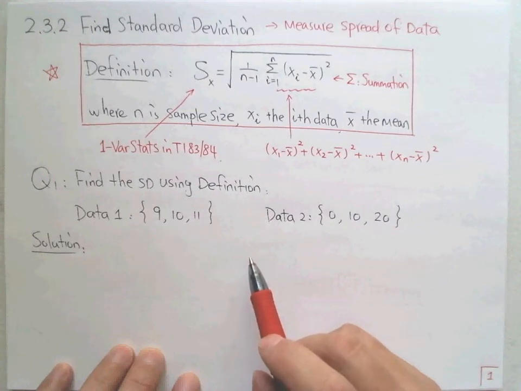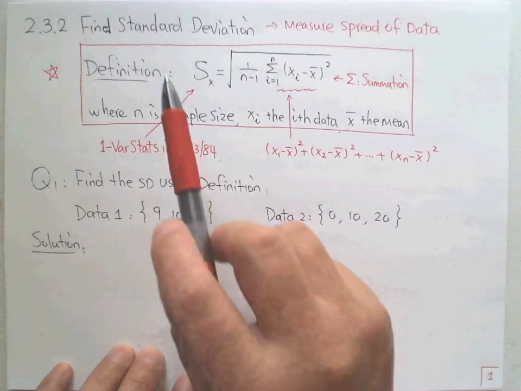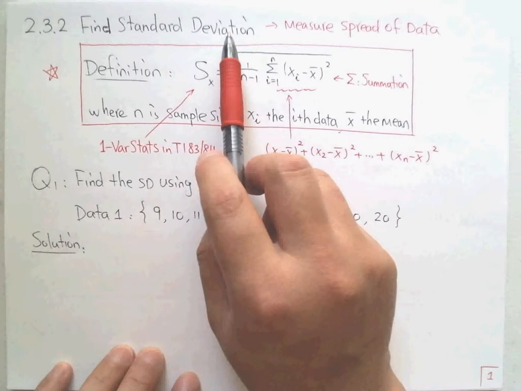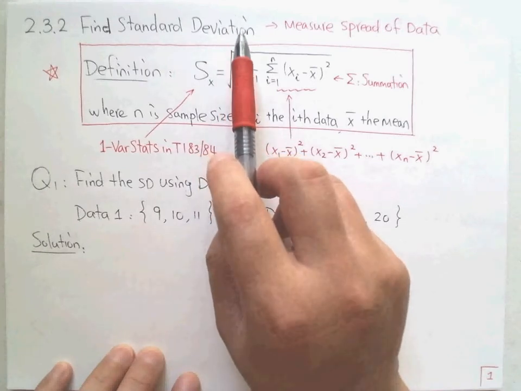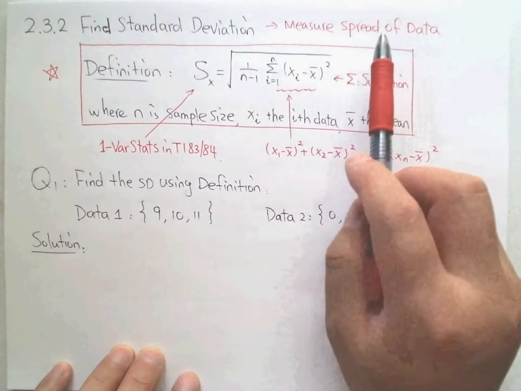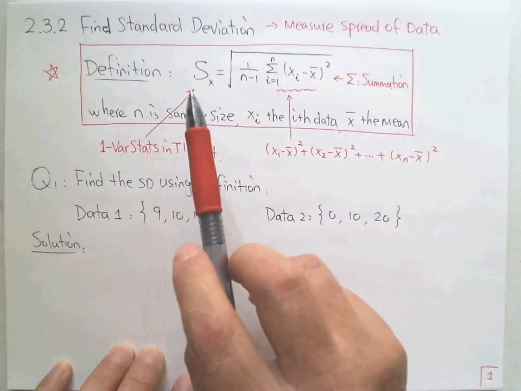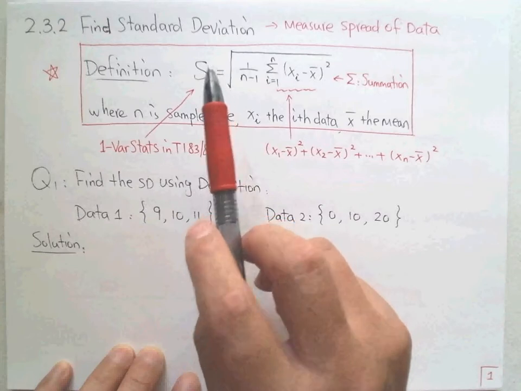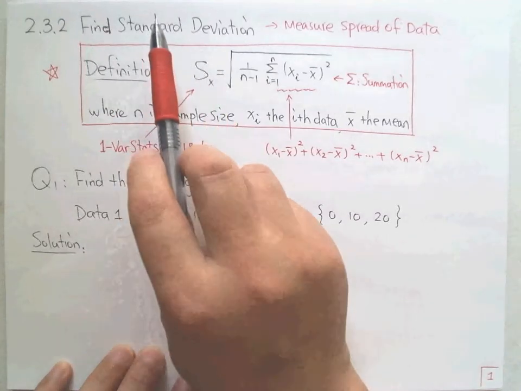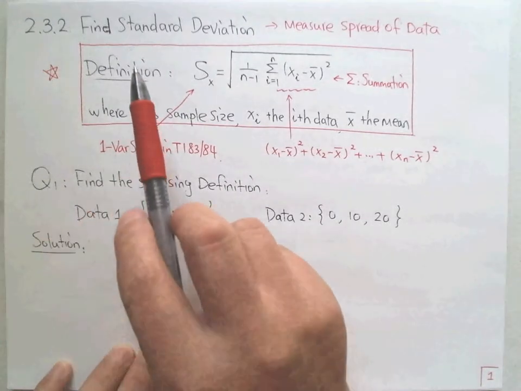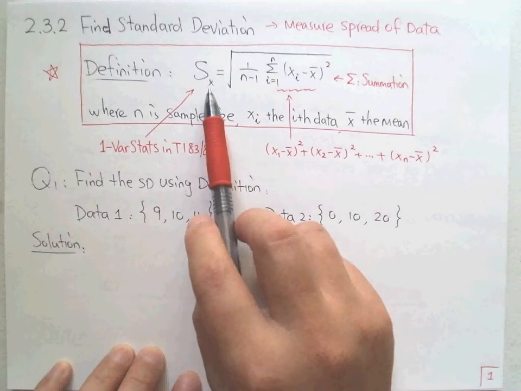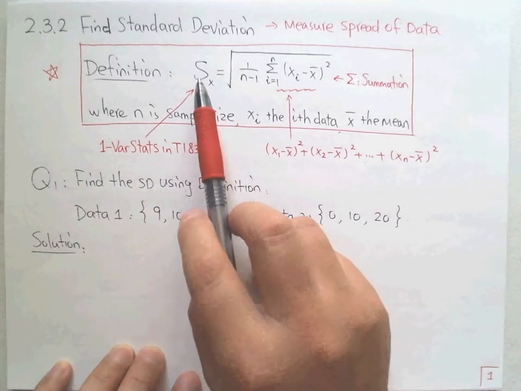In this lecture, I'm going to introduce standard deviation, which is one of the most important descriptive statistics used to measure the spread of data. I will show you how to use the definition and also how to calculate the standard deviation. First, here is the definition, and the Sx. For x we call the data. S is what we call the sample standard deviation.